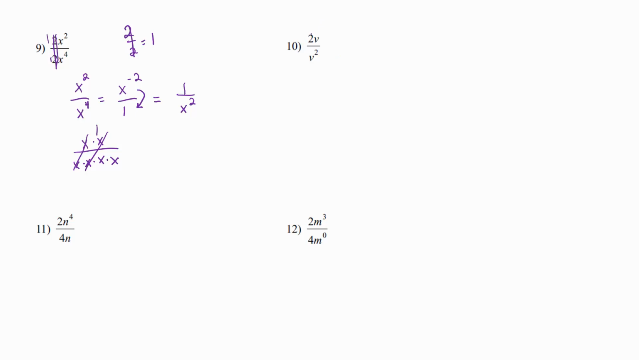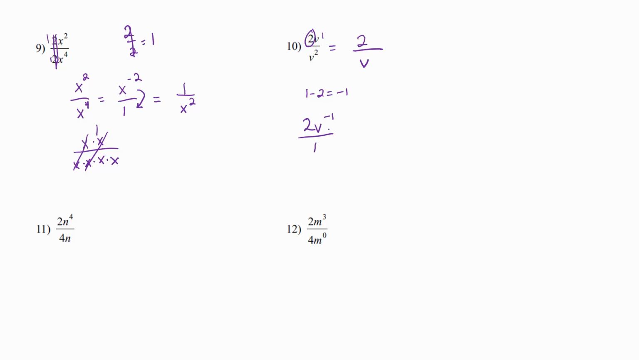On 10, there's nothing for 2 to interact with, so 2 is going to stay on the top. V over v squared, we can subtract our exponents, or we can just think about canceling, but somehow we should end up with v being on the bottom. So either 1 minus 2, which is negative 1, so 2v to negative 1.